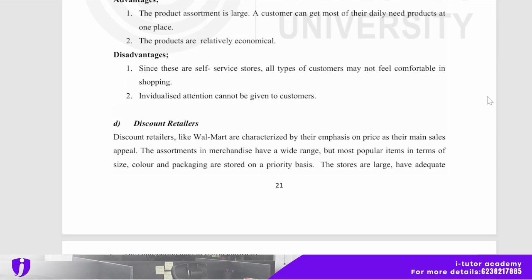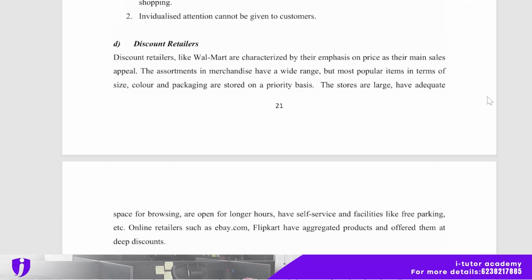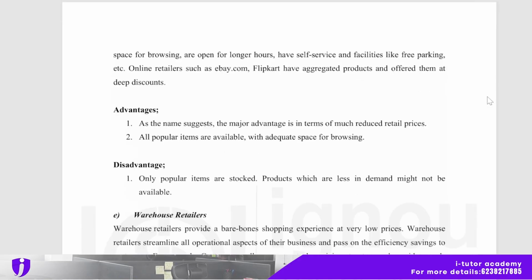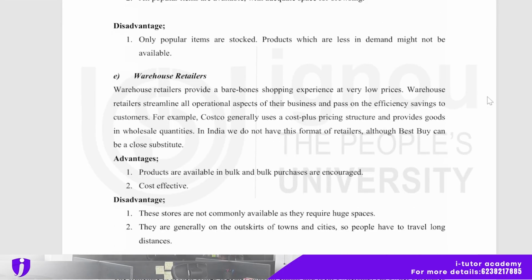Next is discount retailers. Discount retailers like Walmart are characterized by their emphasis on price as their main sales appeal. The assortment in merchandise has a wide range, but the most popular items in terms of size, color, and packaging are stored on a priority basis. The stores are large, have adequate space for browsing, are open for longer hours, have self-service and facilities like free parking, etc. Online retailers such as eBay.com, Flipkart have aggregated products and offer them at a deep discount. There are also advantages and disadvantages.